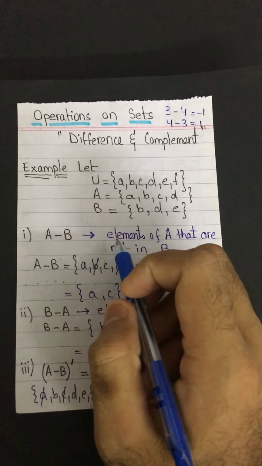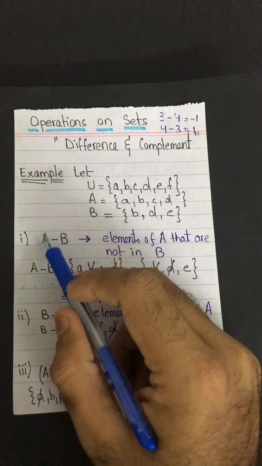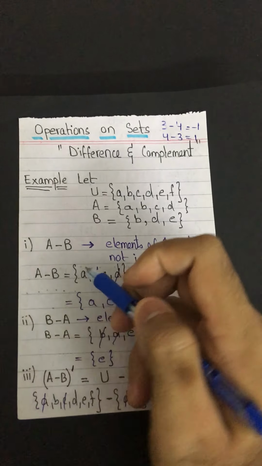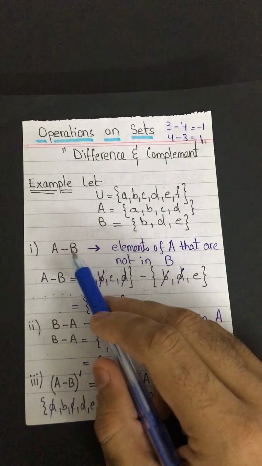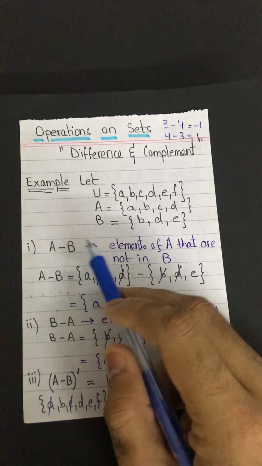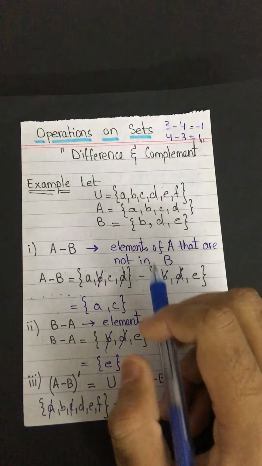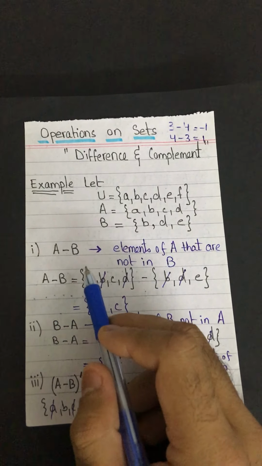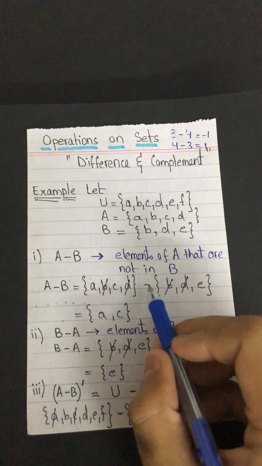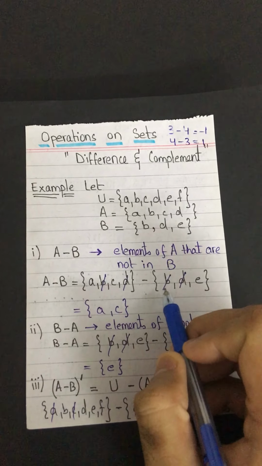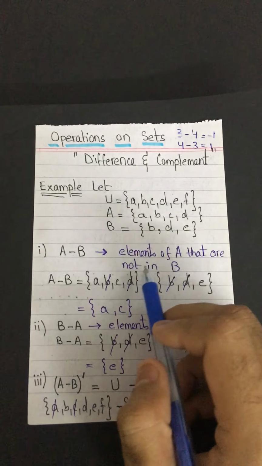So the concept is very simple. The first part is that I have to find A minus B. If I want to describe A minus B in words, I can describe it as elements of A that are not in B. So what will be the answer of A minus B? The answer will be elements of A that are not present in B. How can I find out? Just a simple trick. I will write the members of A, that are A, B, C, D in curly brackets since it is a set. Then I will write a minus sign, and then I will write the set B, that is B, D and E. Since I have to find the elements of A that are not in B, what will I do?